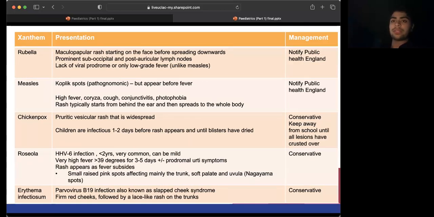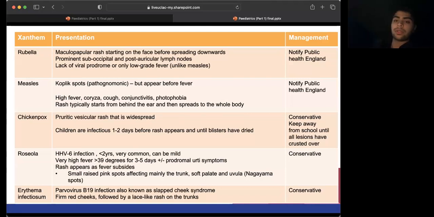And then the other ones to be aware of are chickenpox, of course, caused by varicella zoster virus. So this causes that typical vesicular rash that's widespread. And it's worth knowing that children can be infectious before the rash appears, so 1 to 2 days before the rash, and they're infectious until all the vesicles, until all the blisters have dried up. So they need to be excluded from school until all the lesions have crusted over.